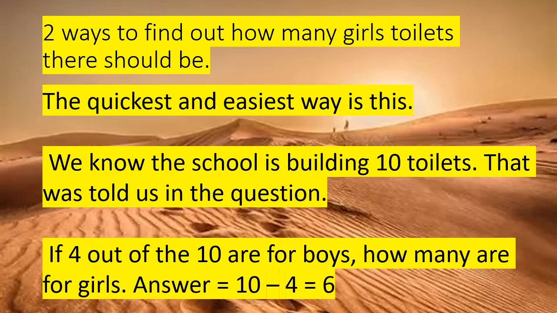There are 2 ways to find out how many girls' toilets there should be. The quickest and easiest is this. We know the school is building 10 toilets. That was told to us in the question. If 4 of the 10 are for boys, how many are for girls? The answer is 10 minus 4 equals 6 for girls.